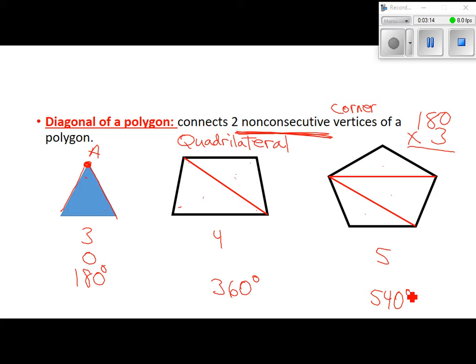Another thing I want to say is that when we're talking about interior and exterior angles, if a shape's got 3 sides, then it's got 3 interior angles, and it's going to have 3 exterior angles. An exterior angle, remember, is just when you take one of the sides and extend it straight out. That's an exterior angle.